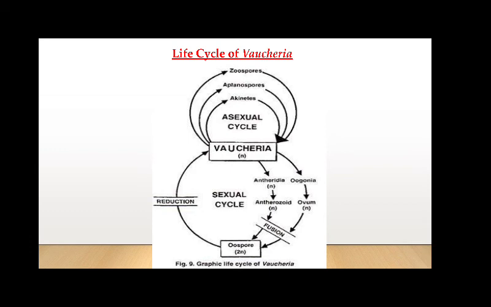So this is the overall life cycle of Vaucheria. Asexual reproduction contains zoospores, aplanospores and akinetes, and sexual reproduction is by advanced oogamy containing antheridia and oogonia.